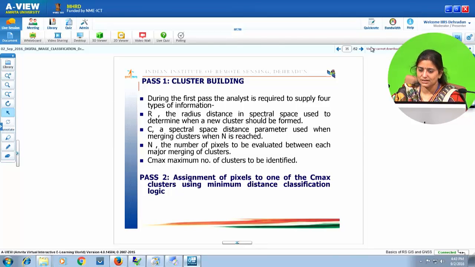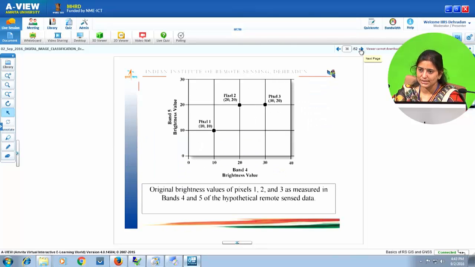So let us take a hypothetical example and try to figure out what is the chain method. In this hypothetical example, we have 3 pixels. It is 2-band data and we have 3 pixels, pixel 1, pixel 2 and pixel 3. Pixel 1 has a value of 10 and 10, pixel 2 has a value of 20 and 20, and pixel 3 has a value of 30 and 20. So we have plotted these 3 pixels in the form of a scatter plot.